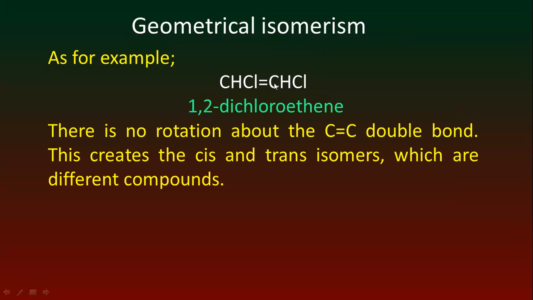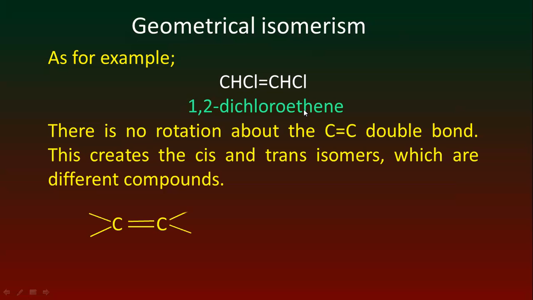Here the right carbon atom presents two different groups, one hydrogen and one chlorine atom. The left carbon atom also contains two different groups, hydrogen and chlorine atom. So the second condition is maintained in this case. That's why we can say that 1,2-dichloroethene undergoes geometrical isomerism. So we can write the following structures from 1,2-dichloroethene.